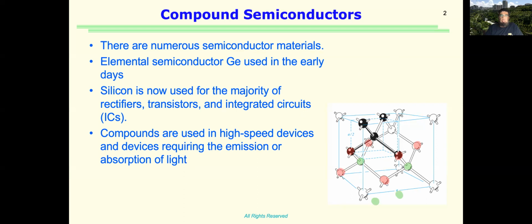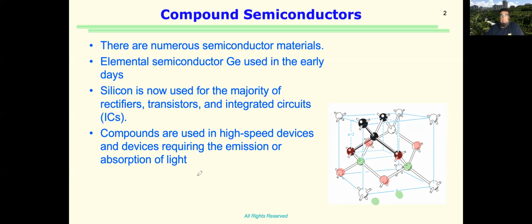Now, these compound semiconductors like gallium arsenide have a mixture of bondings. They may have both ionic and covalent bonding forces in their structure. And this basically results from their different placement in the periodic table. Now, the compounds are essentially used for very specialized uses.